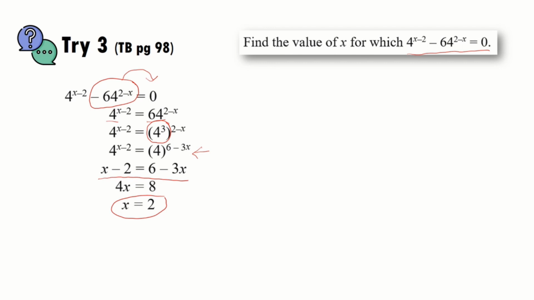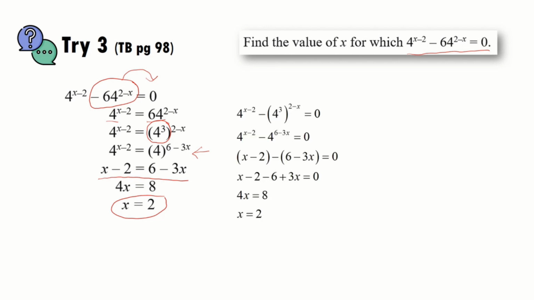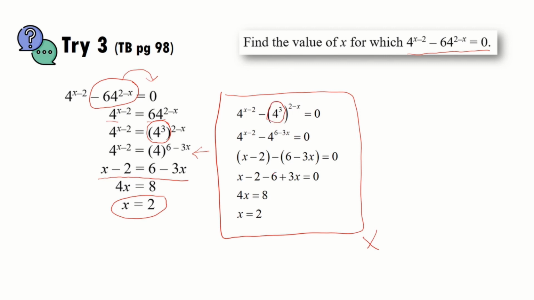I would like to also bring to your attention that this method that I'm going to show here is not correct. Let me explain to you why. In this alternative method over here, we see that 64 has been changed to 4 to the power of 3. And we know that that step is actually correct. Then, after that, we simplify it to get 4 to the power of 6 minus 3x, which is also correct.